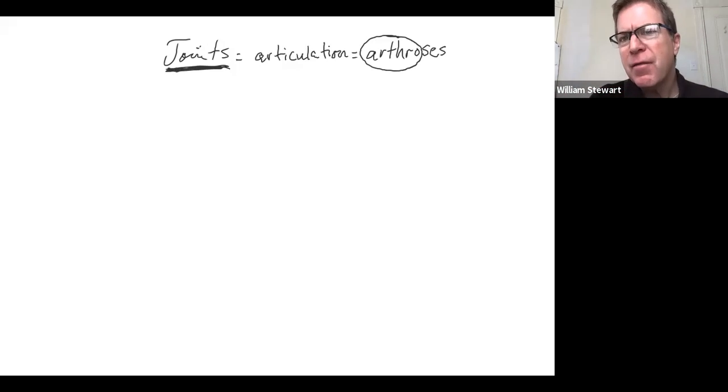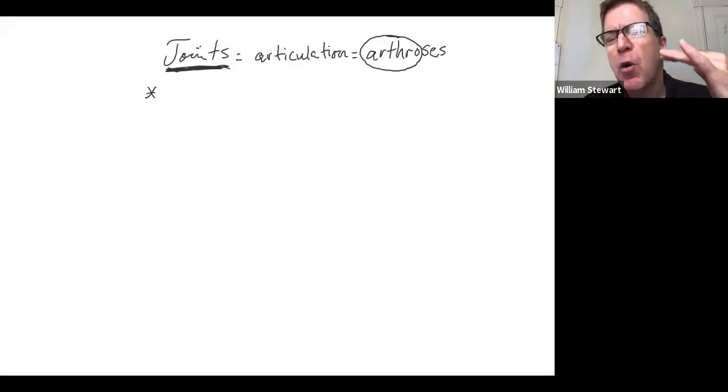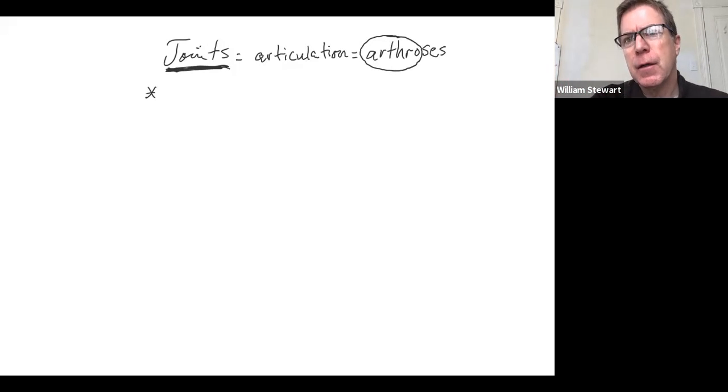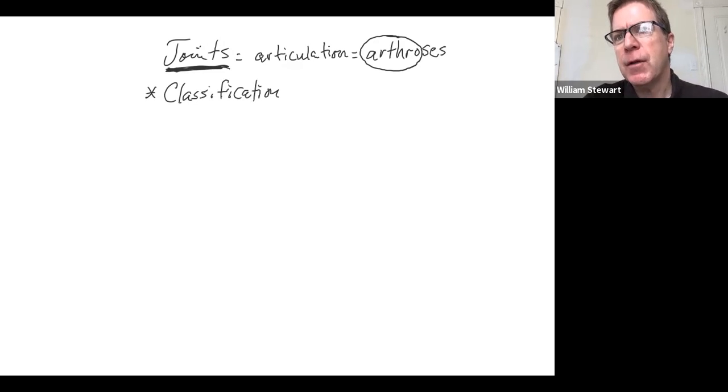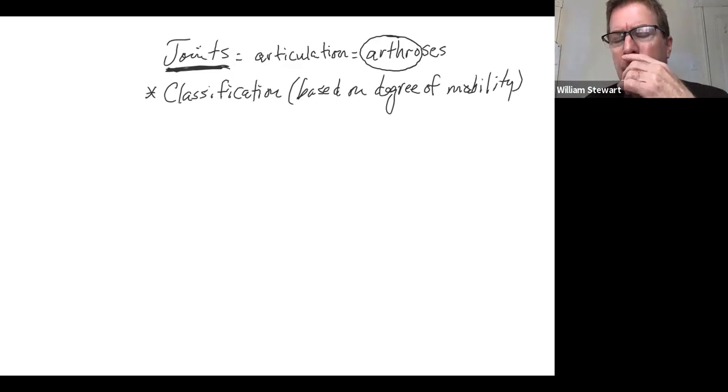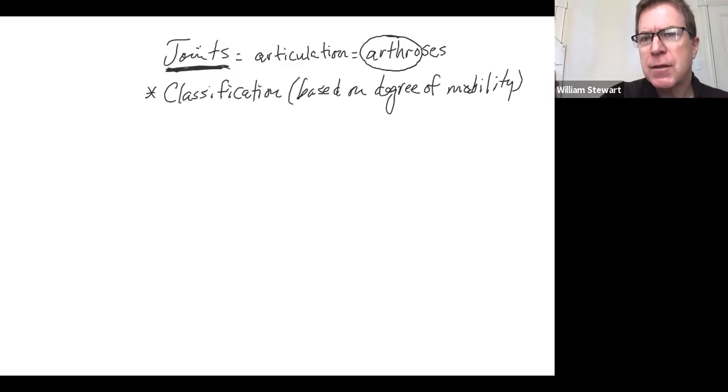So there's some definitions. Now I'm going to do a quick classification based on degree of mobility or movement at a joint. And this we're going to refer back to quite often. So I'm writing the word classification based on degree of mobility. That means how much it moves. And there's 3 classifications. I'll just list them 1, 2, 3. They're funky words. You may not have heard them before.